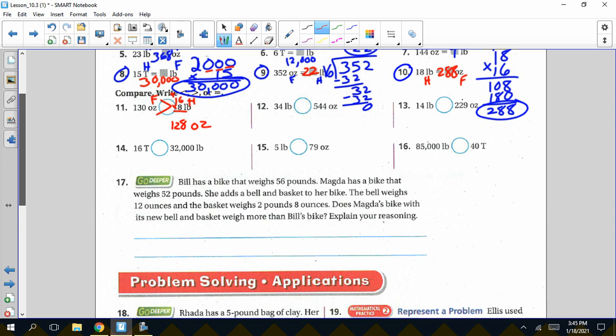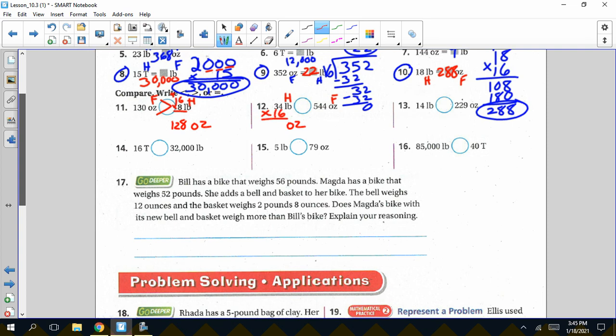Number 12, again, we have pounds and ounces. So we have horse and fly here. Again, I would prefer to turn them from pounds to ounces because I like to multiply. We're going to multiply again by 16.